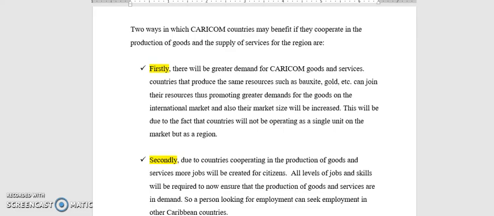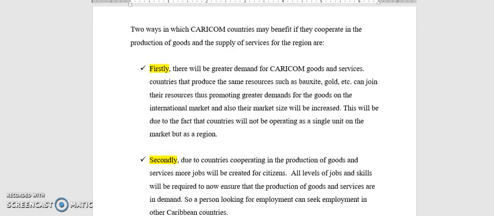And this will be due to the fact, right, that countries have decided to cooperate in production of goods and supply of services, right? Instead of operating as a single unit or as a single country, they will approach the market as a region, right? Not as a single country, but as a region.